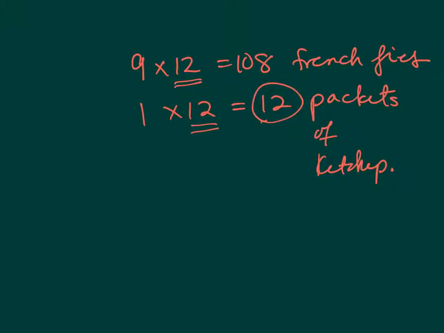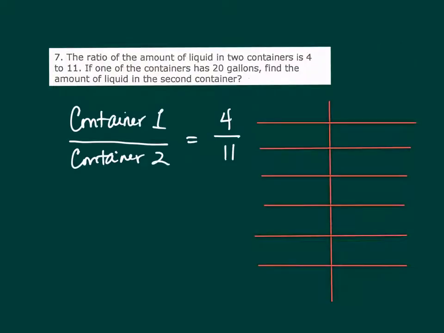Let's just do another one really quick. Here's a similar problem. The ratio of the amount of liquid in 2 containers is 4 to 11. So in container 1 there's like 4 gallons, and in container 2 there's 11 gallons. But it could also be any multiple of that. It could be 8 and 22, etc. So if this table is container 1 and this is container 2, we would start with 4 and 11.